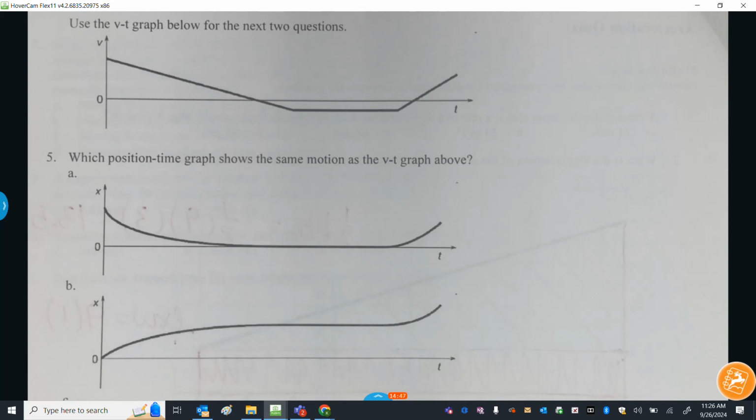As a campus, a little like 42% of people got this question right, which means most people missed it. It says, use the VT graph below for the next 2 questions. Which position time graph shows the same motion as the VT graph above? Guys, this is a graph match. It might be a little bit of a more complicated looking one maybe than some of the ones that we did, but it's the same principle.